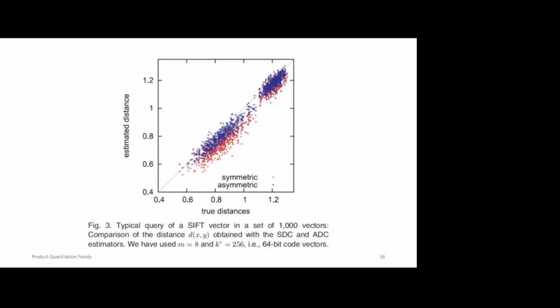Any problem? So you just use some data to show you that the asymmetric distance is closer to the diagonal, which means it's more accurate.